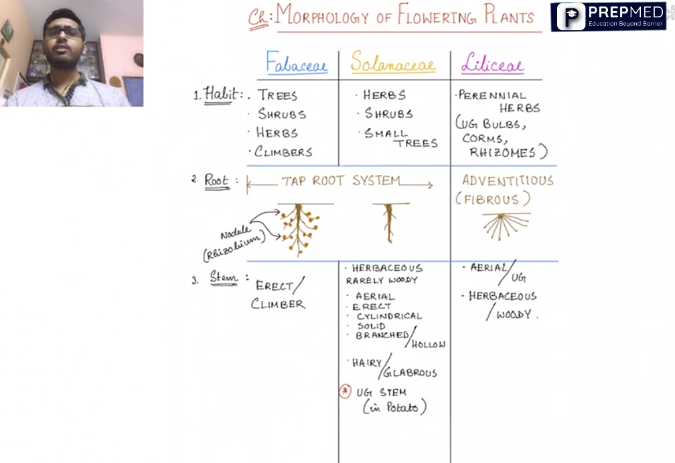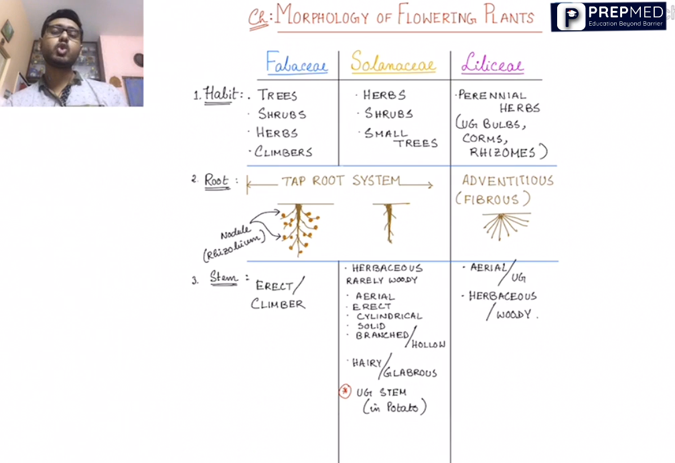So, the habit of Fabaceae are trees, herbs, shrubs and climbers. Solanaceae, however, are mainly herbs and shrubs. They can also be small trees. Liliaceae are perennial herbs. The term perennial means that they live for more than 2 years. And they also have underground bulbs, corms, rhizomes.